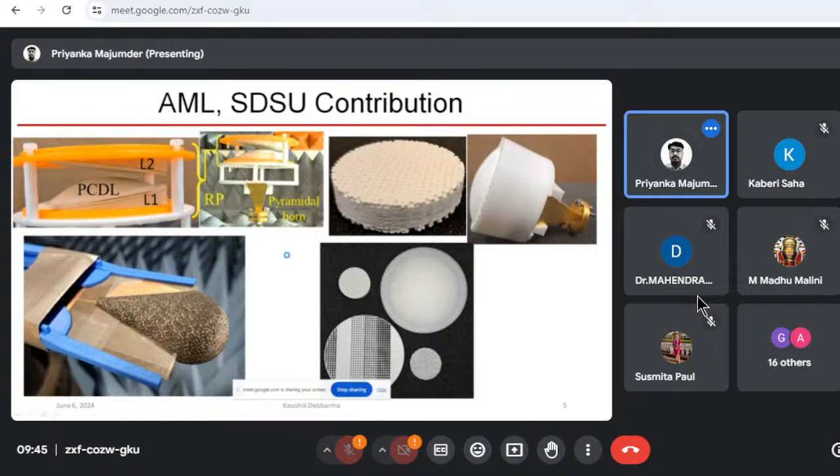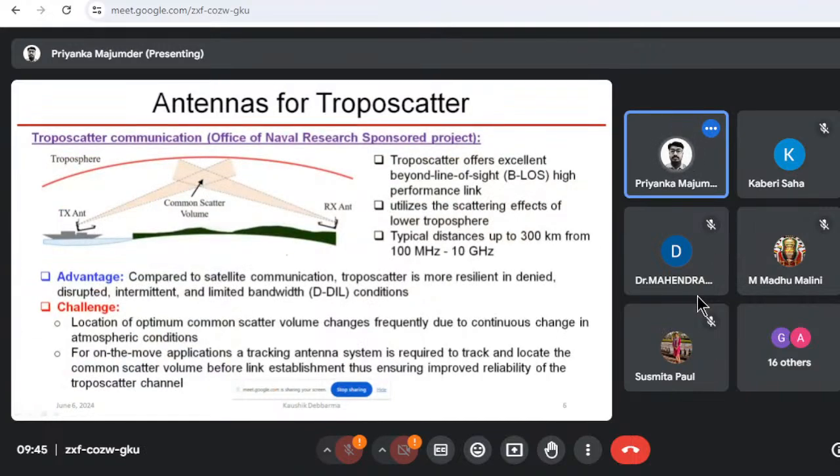Okay, so like I was saying, I will try to give a brief preview of how we start an antenna from scratch, how an antenna engineer thinks about solving a problem, and how we deliver an end product. I hope that will be useful. The main purpose of my work was to develop troposcatter communication, which was sponsored by the Office of Naval Research from the US. Before that, we have to understand what troposcatter is.